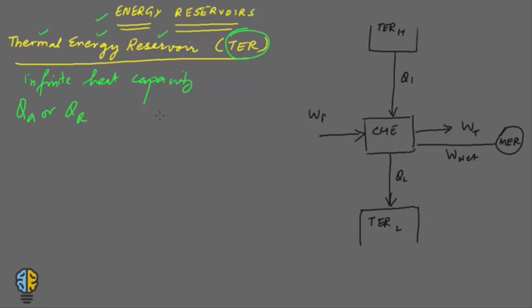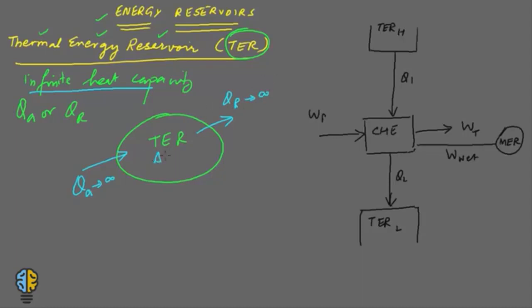Now let us say this is a TER. This TER has infinite heat capacity. This means it can absorb infinite amounts of heat into itself, and it can also supply or reject infinite amounts of heat, and in doing so there is no change in its temperature. The change is almost equal to 0.